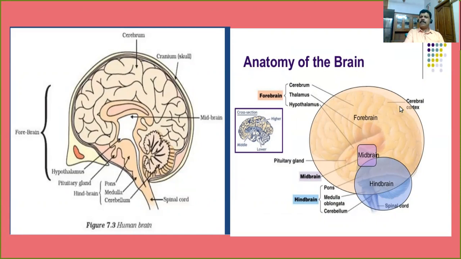In this diagrammatic representation, you can see which are the most important parts that come under the forebrain. Yes, students. The forebrain includes the cerebrum, thalamus, and hypothalamus. This is the midbrain. The midbrain does not have any further divisions. This is the hindbrain. The hindbrain consists of the pons, medulla oblongata, and cerebellum.